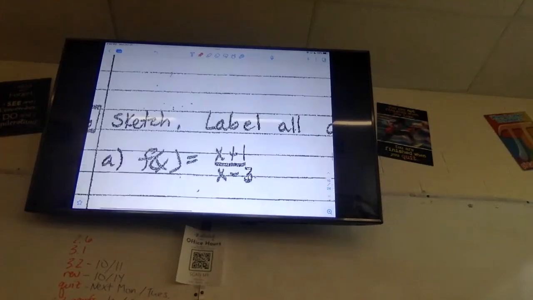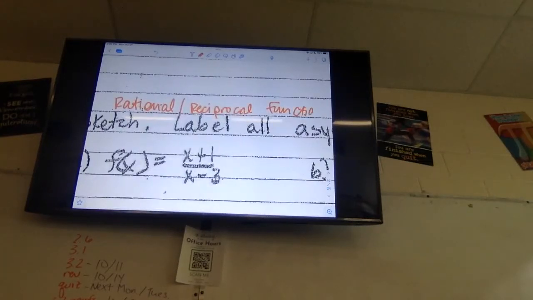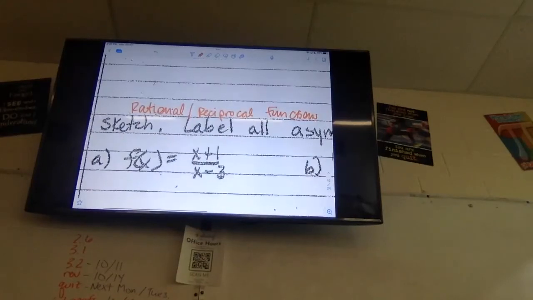Okay, what we're doing today is dealing with the rational, or I believe what we called in the BFF graphs, the reciprocal functions. Does anyone remember what the equation for a reciprocal graph was, or what the graph looked like? Max? The reciprocal? Nope, that's absolute value. Andrew?